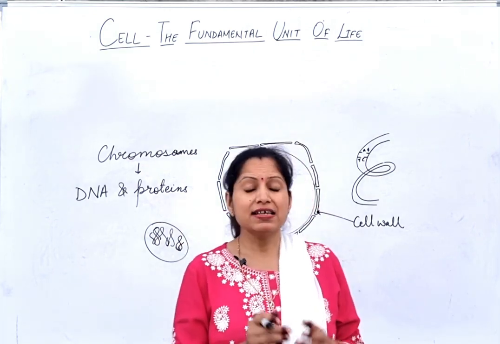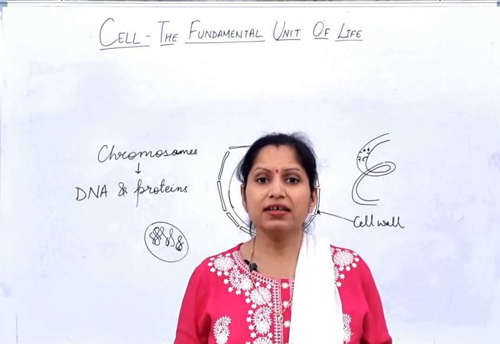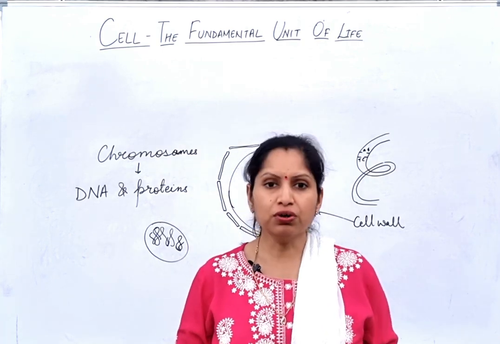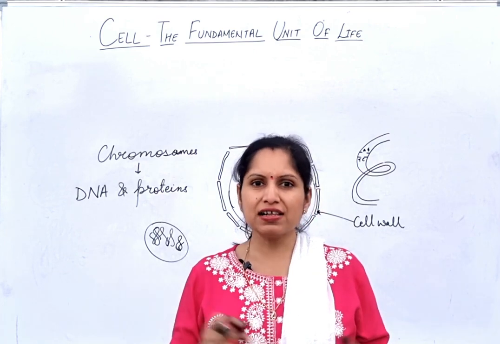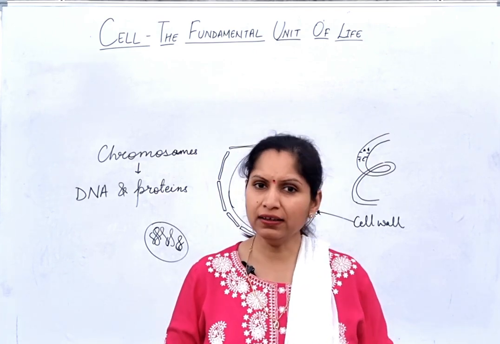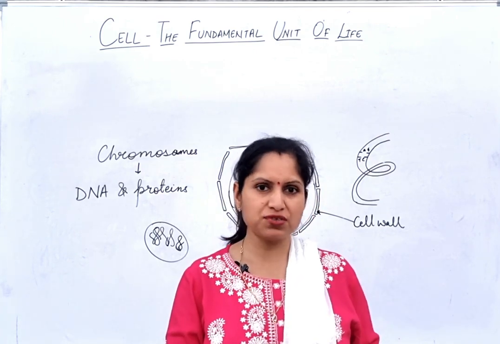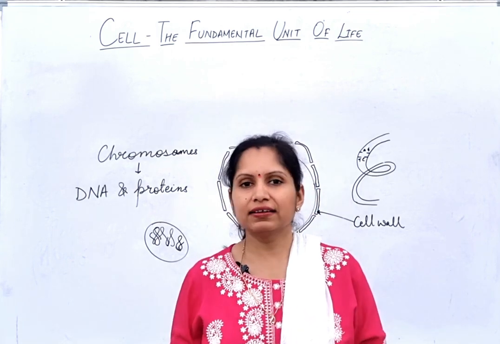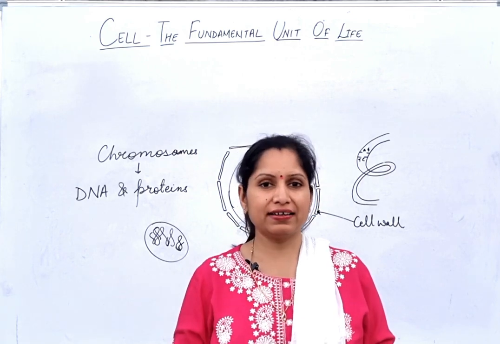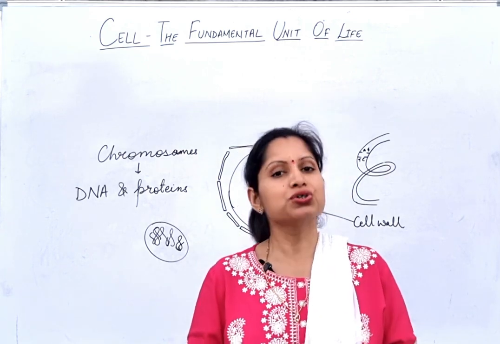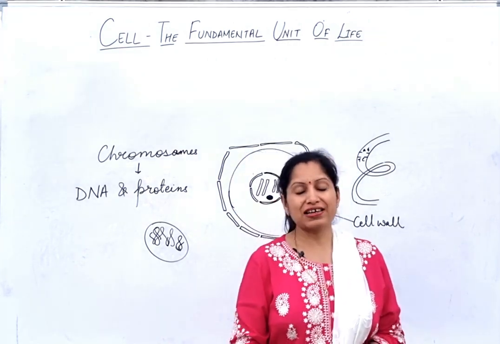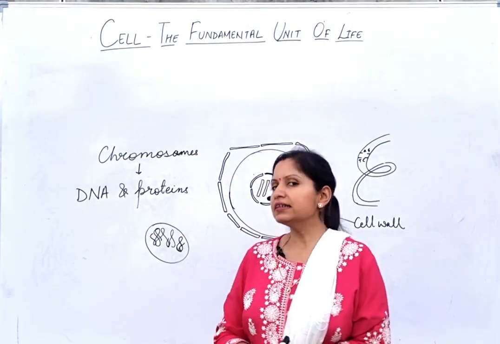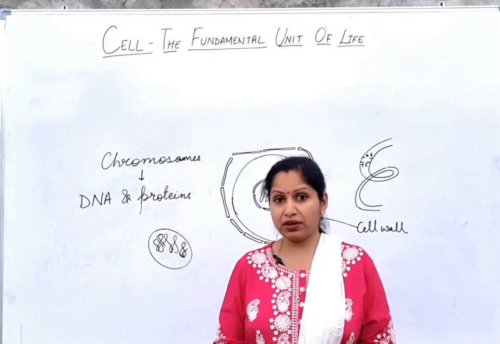Apart from that, there is cellular reproduction. Cellular reproduction means one cell will be divided into two cells. So the division of cells will also be controlled by the nucleus. First, the nucleus divides whenever the cell has to divide, and then the cytoplasm also divides, and one cell gets converted into two cells. So for cellular reproduction, and for regulating all the functioning of the cell, the nucleus is very important.